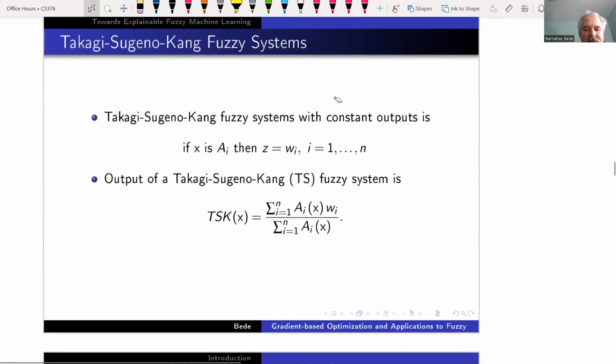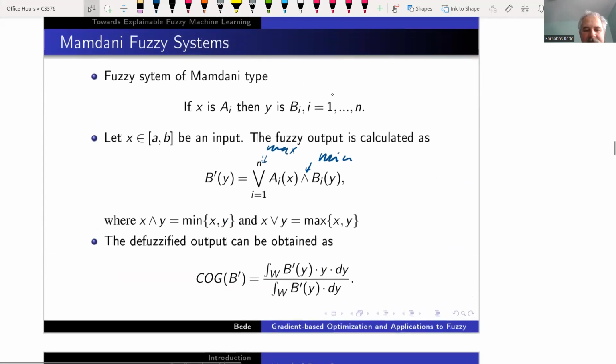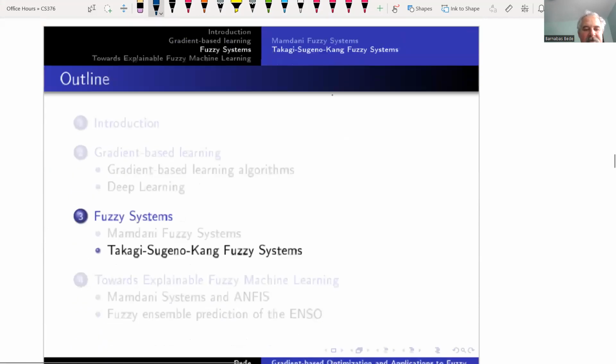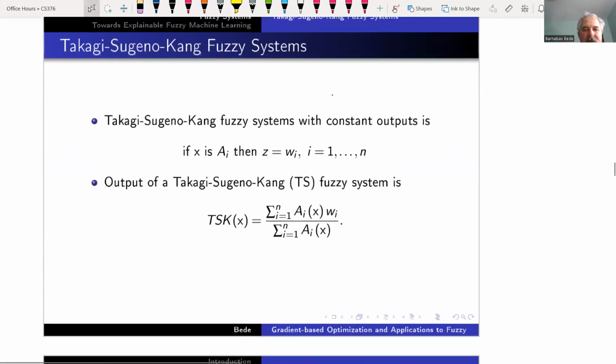Okay, this is the Mamdani system, and it has a bottleneck problem here. You have the defuzzification step, which is typically slow because you want to calculate an integral. Of course, you don't really calculate an integral, but a Riemann sum that approximates these integrals. Still, it's going to be slow compared to the next one, which is the Takagi-Sugeno-Kang fuzzy system.